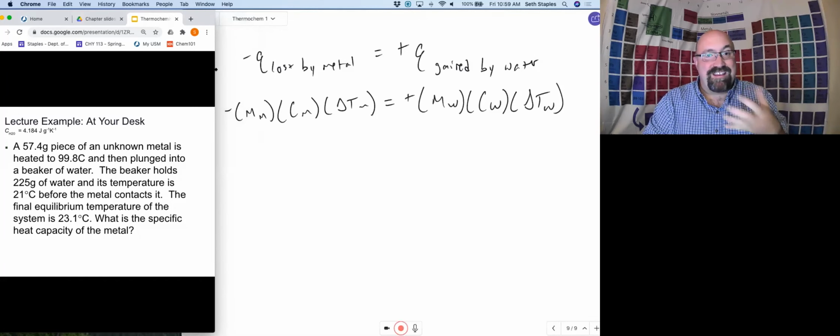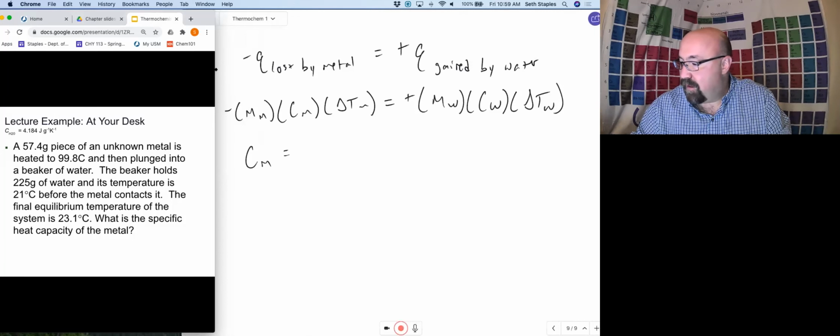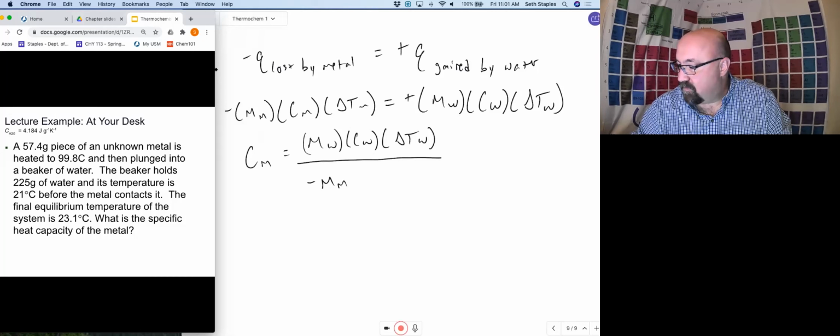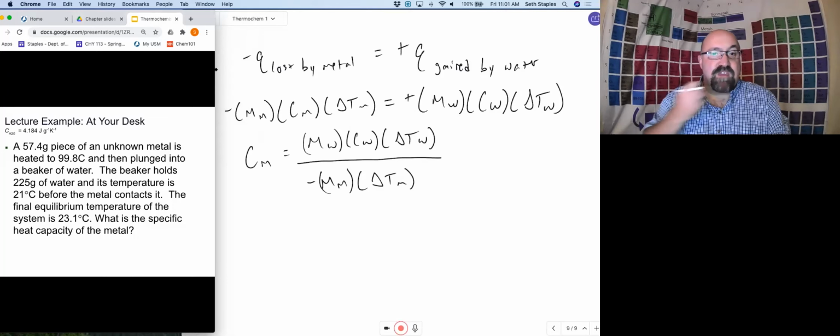Now we can plug all this information in. Again, first, I like to rearrange my equations. We're looking here for the specific heat capacity of the metal, so let's solve for the specific heat of the metal. That will equal the mass of the water times the C of the water times the delta T of the water, all divided by the negative mass of the metal times the delta T of the metal.